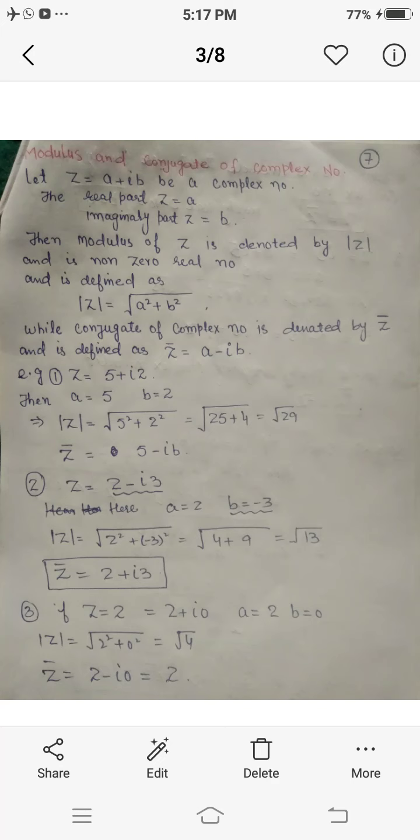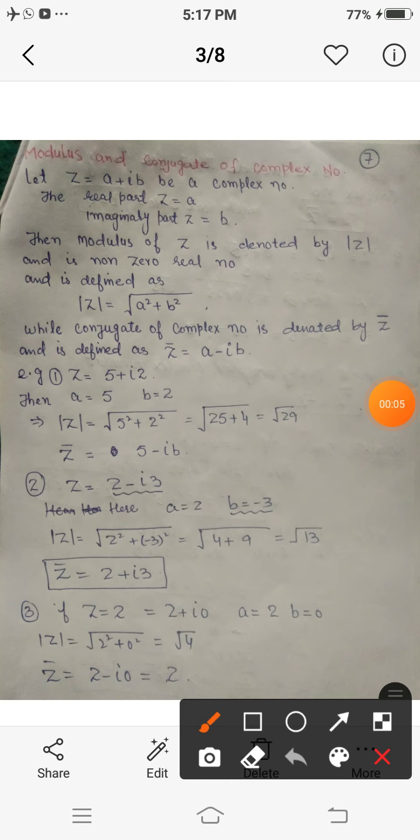Assalamu alaikum dear students. Today we are going to discuss modulus and conjugate of a complex number. Now let z equals a plus iota b be a complex number. This means that the real part of z is a, while its imaginary part, that is of z, is b.